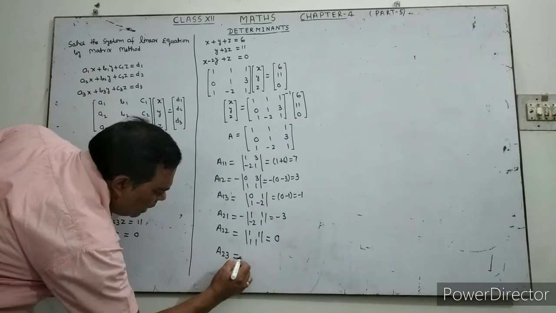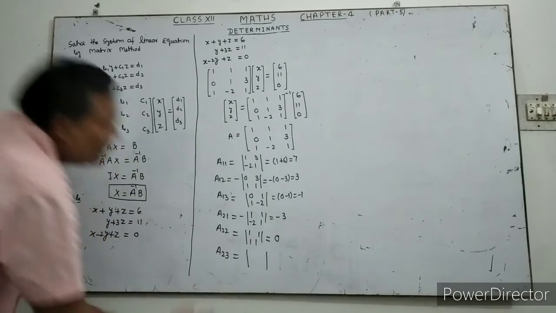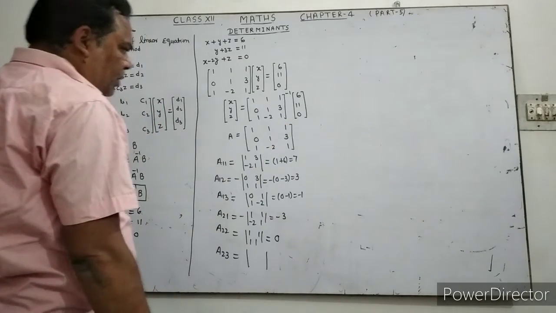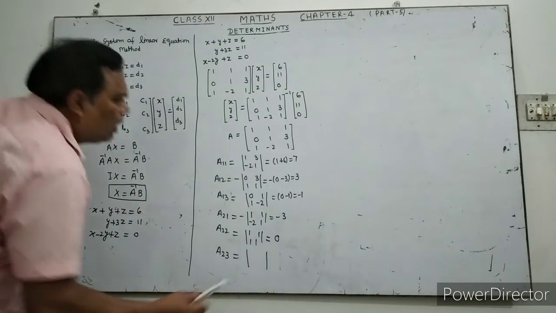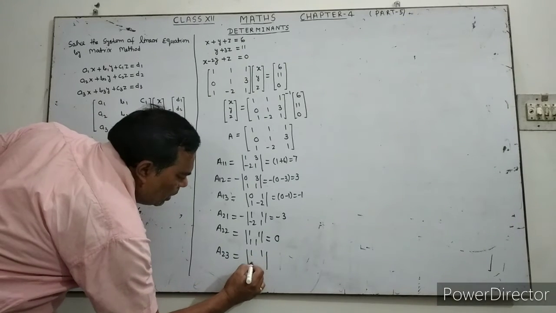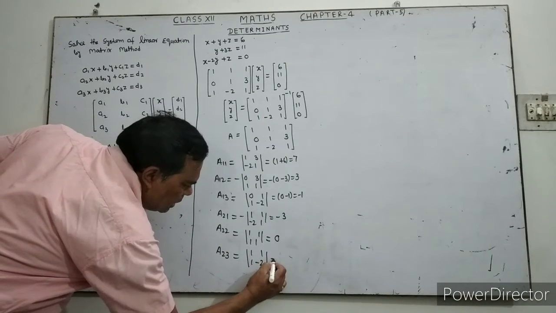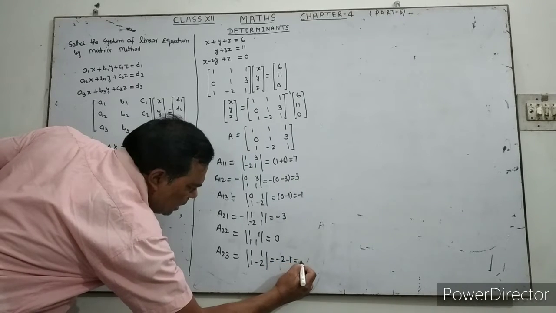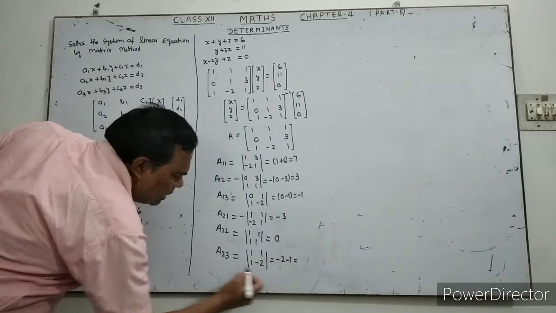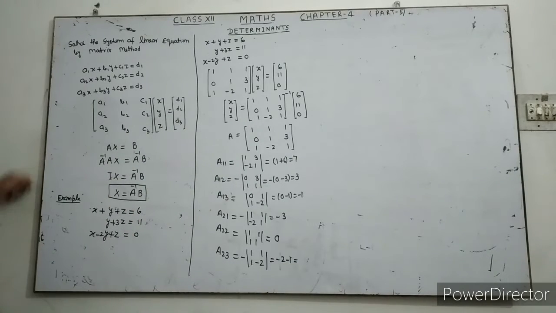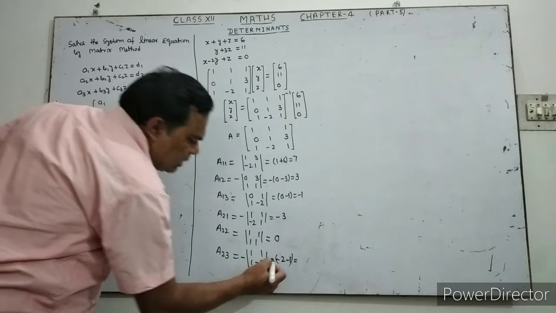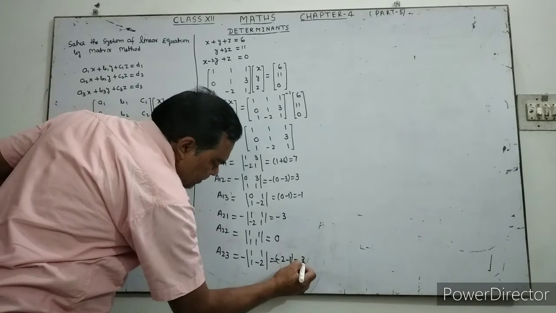A23. Now forget this row, this column. Then this is 1, 1, 1, minus 2. This is minus 2, and this is minus 1. This is minus 3. But A23 has a minus sign, so minus and minus, minus 3, and this is plus 3. That is A23.